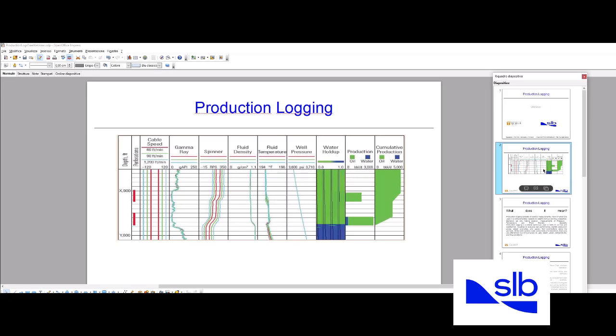Today we are starting a new webinar talking about logging, the production logging. When we are talking about production logging, we are talking about several types of measurements to establish the health of wells, both in oil and gas. This is a clear example of the final results of this kind of measurement. We can use spinner flow meters, fluid density, fluid temperature, well pressure, water hold up, production and rate.